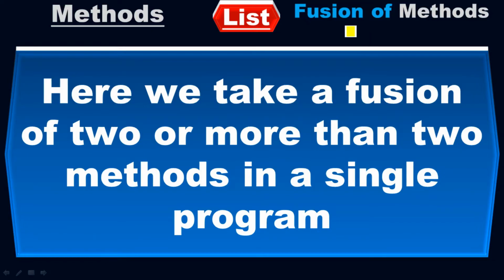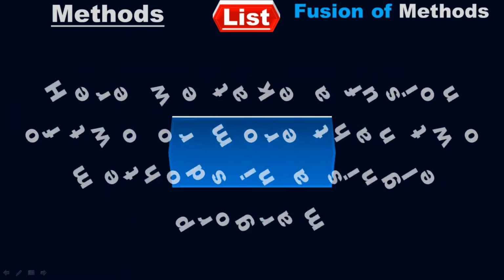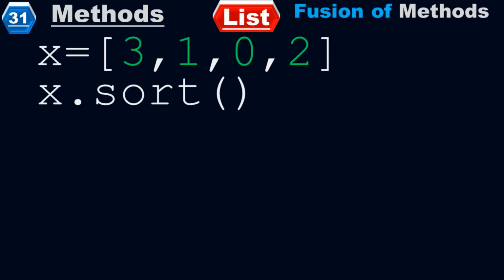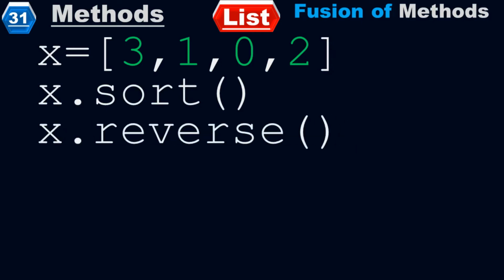As I told you, it is pretty clear from its name, fusion of methods, the combination of one or more methods. Therefore, we take a fusion of two or more than two methods in a single program. Let's check the examples. Example number 31. X equals 3, 1, 0, 2. X dot sort function and then X dot reverse function.